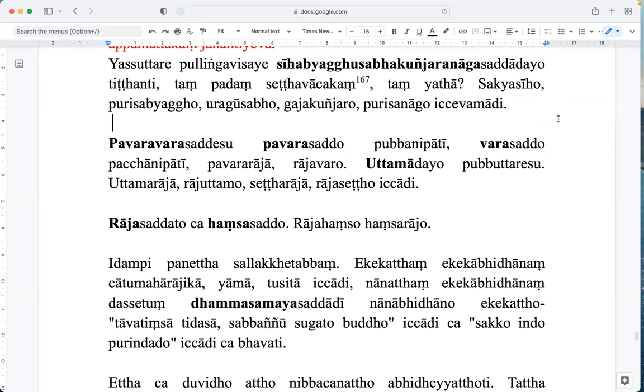Not lion, referring to something higher. In the Nissaya, that word is translated as Sakya Siho, higher than the Sakya. So that means the Buddha. Or the other way, the highest one among the Sakya. We don't need to translate a lion among the Sakya or a lion of the Sakya.